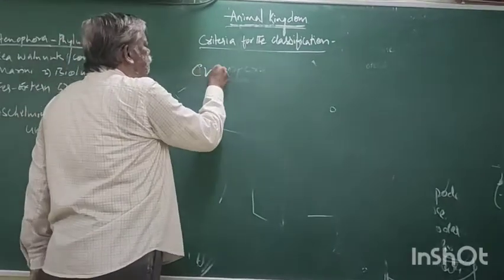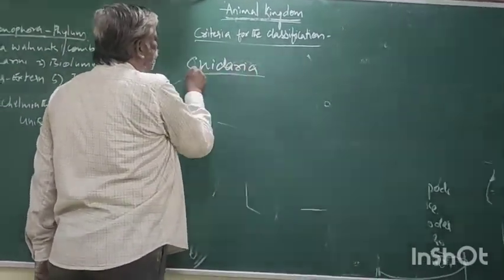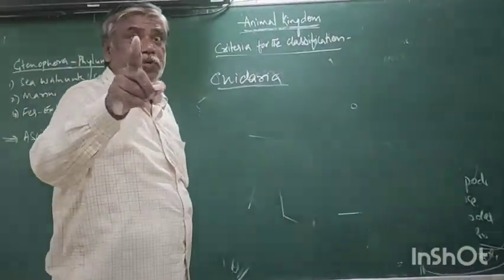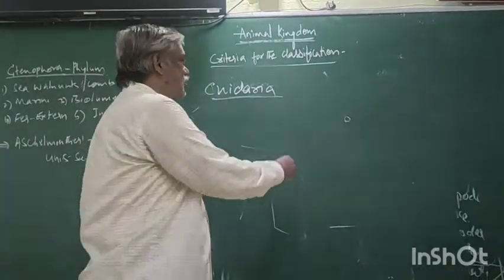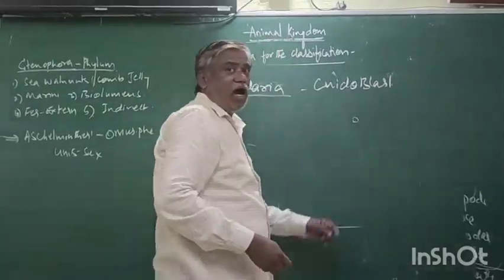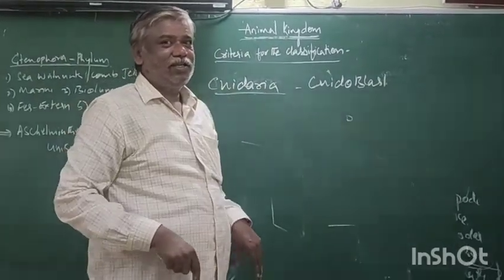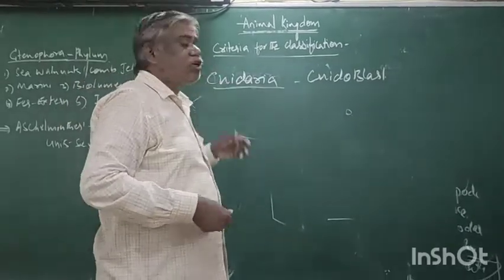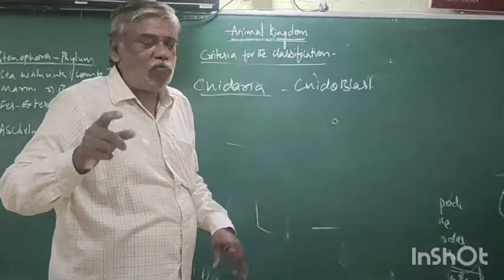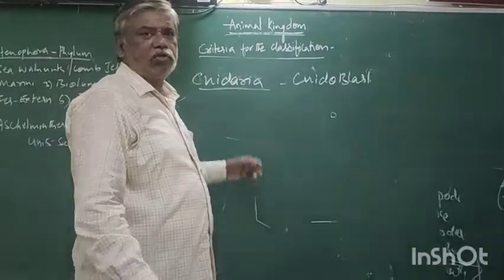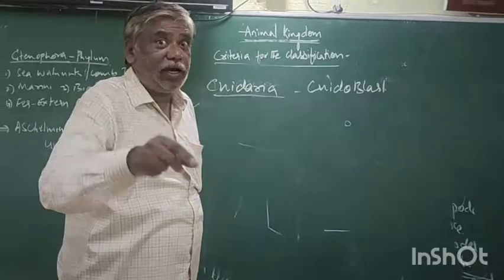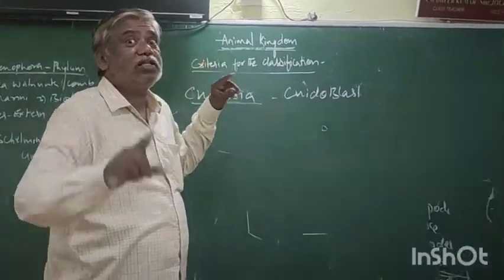Now come to the second phylum, Cnidaria. These animals also have special cells, cnidoblasts, which are stinging cells. Why do I not belong to Cnidaria? I do not have any cnidoblasts. If any animal has cnidoblasts, it is included in Cnidaria. This is also aquatic, mostly marine, some are freshwater. Freshwater Cnidaria: Hydra. Freshwater Porifera: Spongilla.